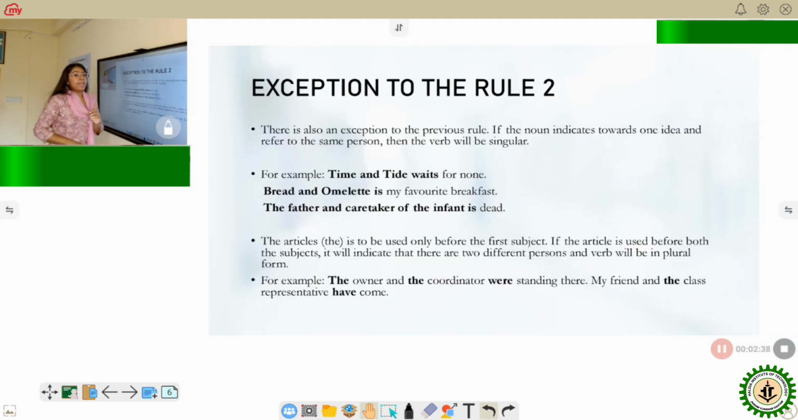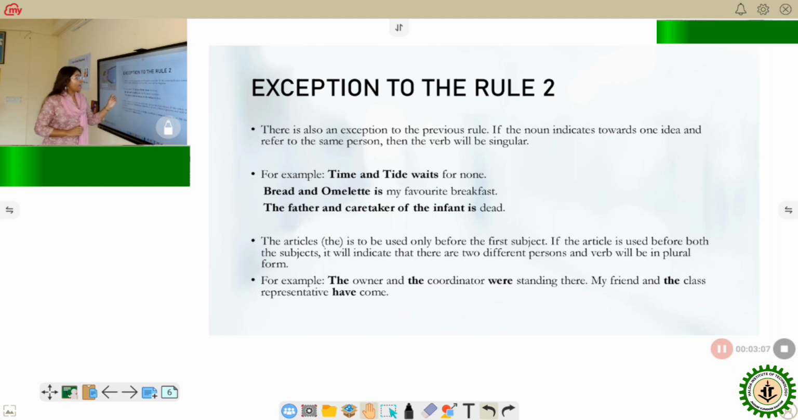But there is also an exception to the rule. If the two subjects that are joined with and refer to the same idea, singular idea, or to the same person, then they will be treated as singular. The most common example is this: time and tide wait for none. Here, time and tide, they are together. They refer to the same idea. So, it will be singular.